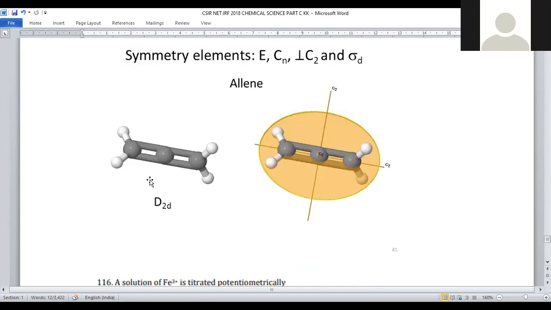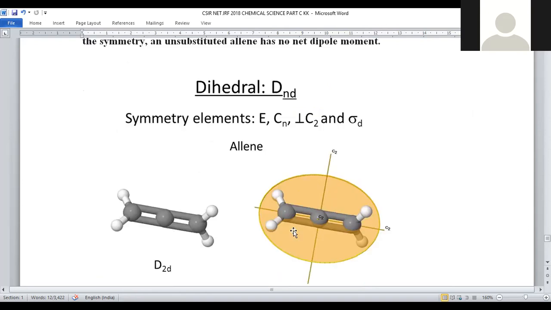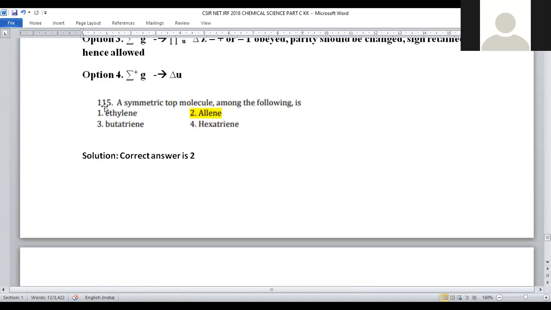How can you say it has a dipole? Because it is not a symmetrical molecule here. One of the double bonds is horizontal, another double bond is in the vertical plane. That's the reason why here mu will not be compensated. So it becomes IR active also. So for 115, option number 2 will be the right answer.